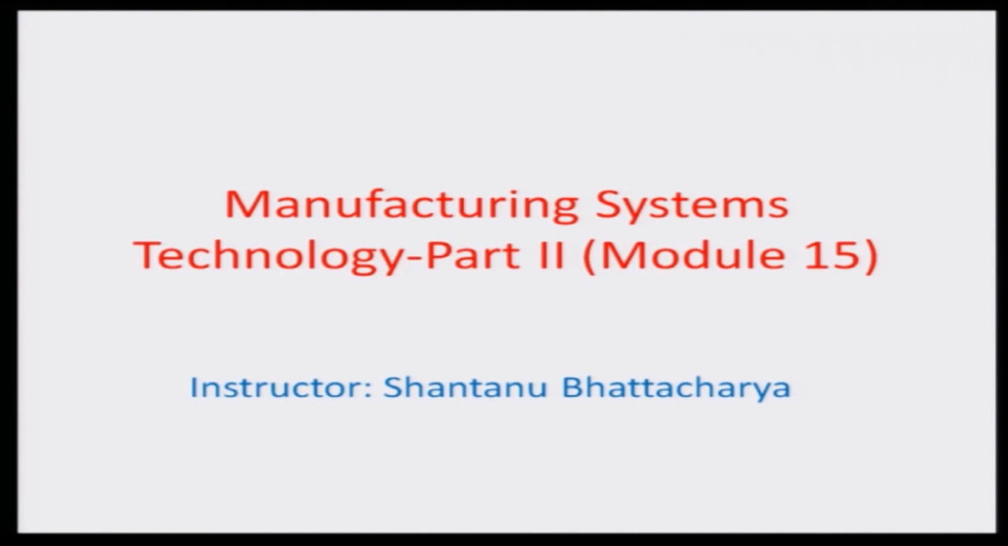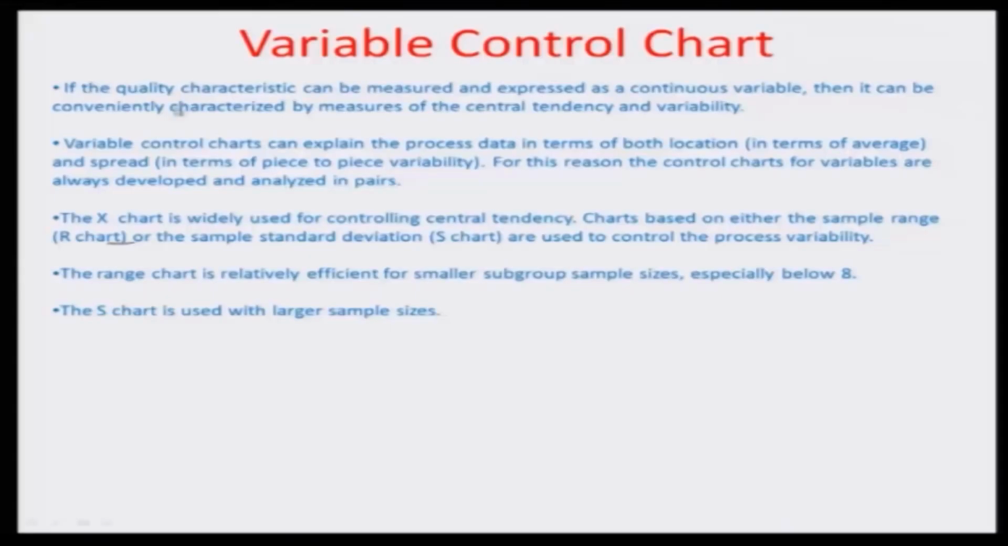Hello and welcome to this Manufacturing Systems Technology Part 2 Module 15. We were discussing control charts and we would like to see a little more of variable control charts. If the quality characteristic is a measurable quantity, you can express it as a continuous variable, and then it can be conveniently characterized by measures of the central tendency and variability related to the distribution that we are talking about.